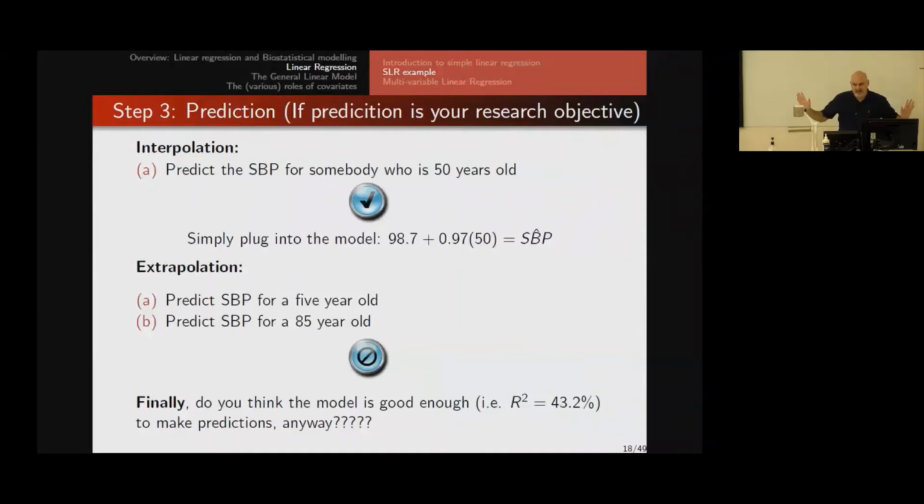We have no idea what goes on in those ranges, okay? So we can only use our model for people between 17 to 69 years old. Anything else is extrapolation, and we cannot use linear regression for extrapolation.